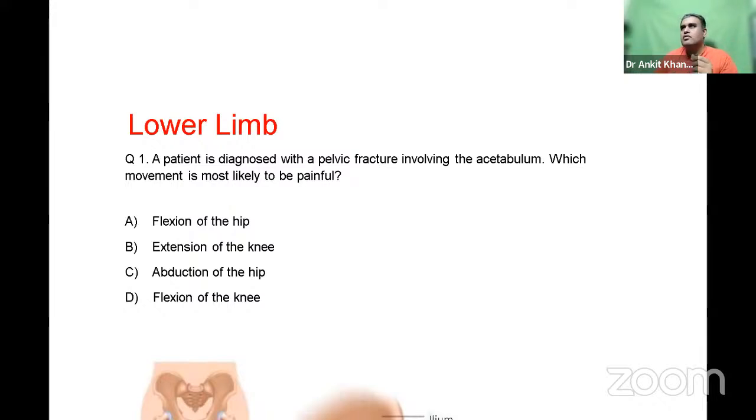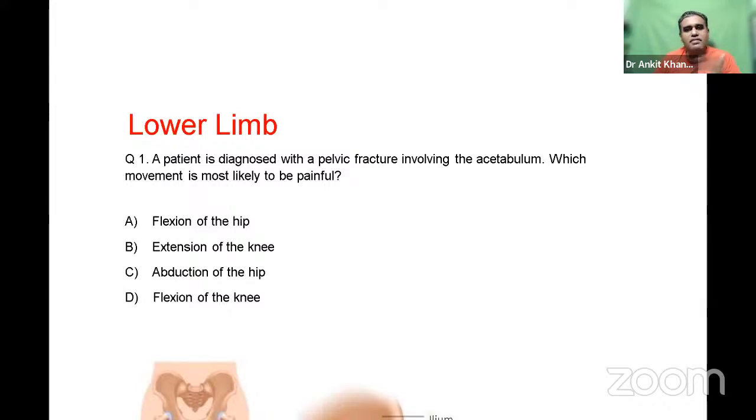painful? A very logical sort of question, we can say. Let us see the options. Flexion of the hip, extension of the knee, abduction of the hip, flexion of the knee. Now see, in these four options, the problem is in the acetabulum. So which joint? It is the hip joint. So we can easily rule out options B and D.